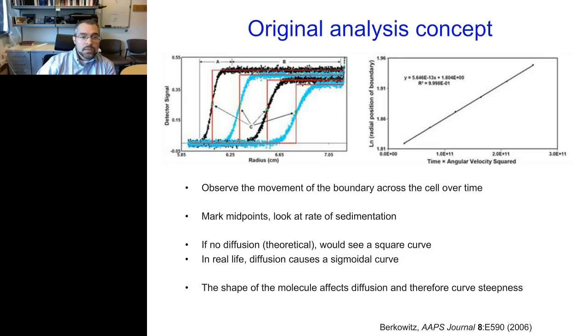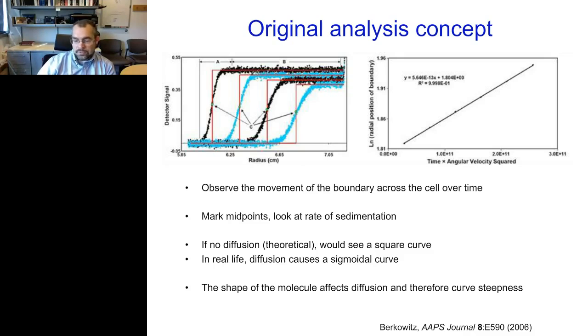So these green dots, you can plot the natural log of the position of these green dots. That's the location of the boundary as a function of time times angular velocity squared. In other words, it is dependent on time, but it's also dependent on the rotor speed. If we spin at a higher rate of rotation, then we're going to throw things out more rapidly. Now, this works quite well if you have a perfectly monodisperse single species in your sample. Then this sort of analysis will work.